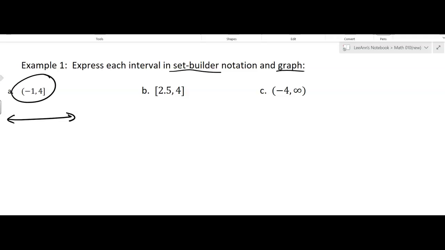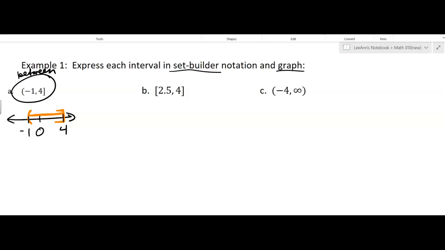This is a between situation. -1, so let me get a -1. There's 0. And then there's 4. And so if I'm graphing it, I'm talking about parenthesis on -1, square bracket on the 4, because I'm going to include the 4 but not include the -1. And I'm talking about all the numbers in between.